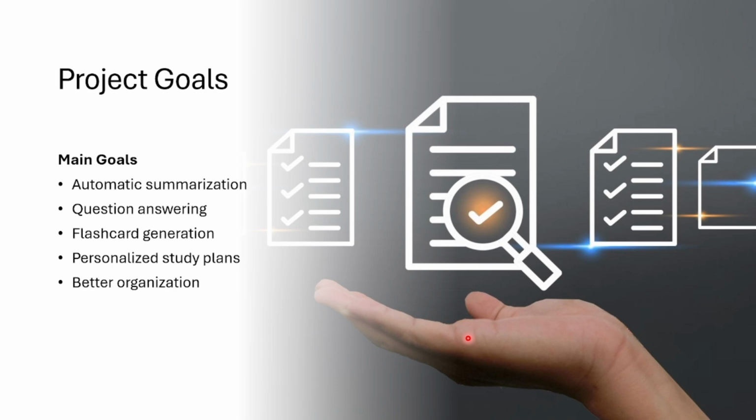The primary objective of StudyMate AI is to improve students' learning experience through artificial intelligence. Our first goal is automatic summarization. Instead of reading entire documents, students can quickly access concise summaries. The second goal is question answering. Users can ask questions directly related to the uploaded documents and receive contextual answers.